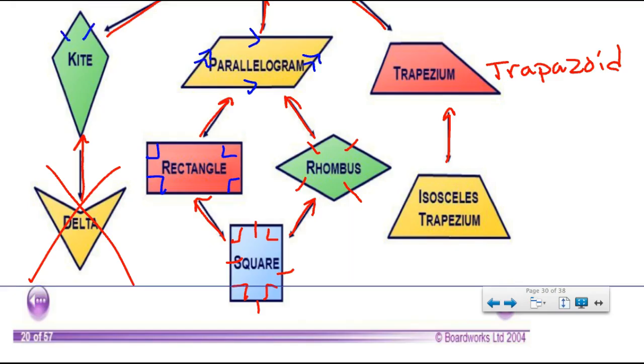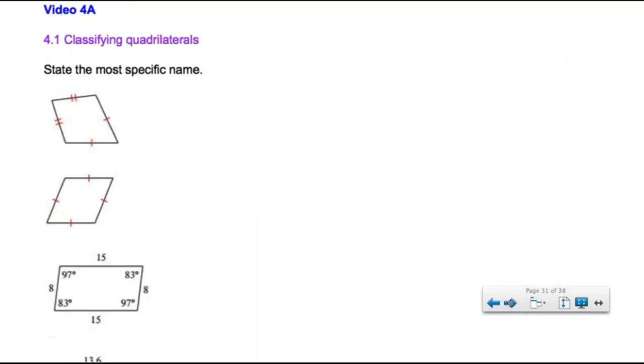The kite has two sets of congruent sides that are consecutive. That means right next to each other, so it might look like that. Again, a trapezoid just has one pair of parallel sides. If the legs on it are congruent, then we call it isosceles. And then we've got a lot of properties that go with them. But first of all, we're just going to practice giving the most specific name.